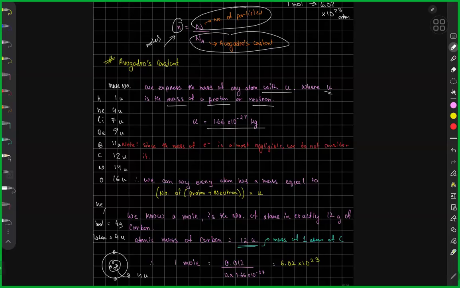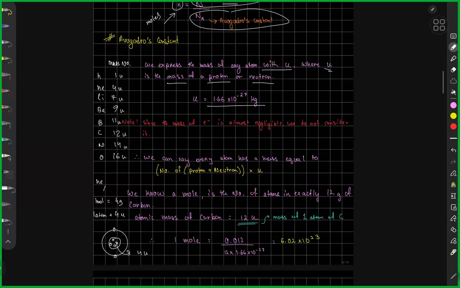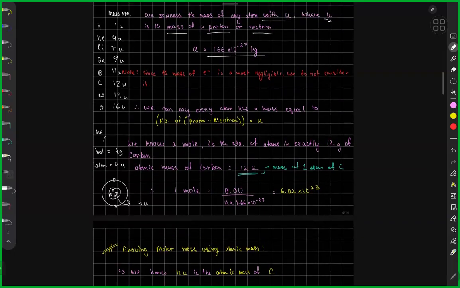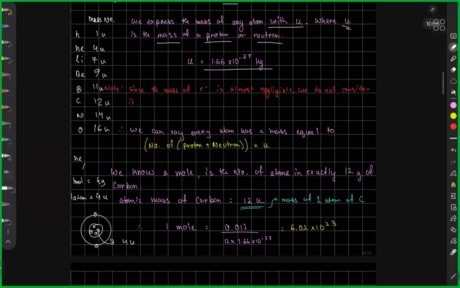Was the proof of Avogadro's constant covered in your AS? No, right? I'm not sure. No, it wasn't. Okay. I don't know about other syllabuses, but as far as I remember, we're going to start teaching AS as well, but we haven't come across this in AS.